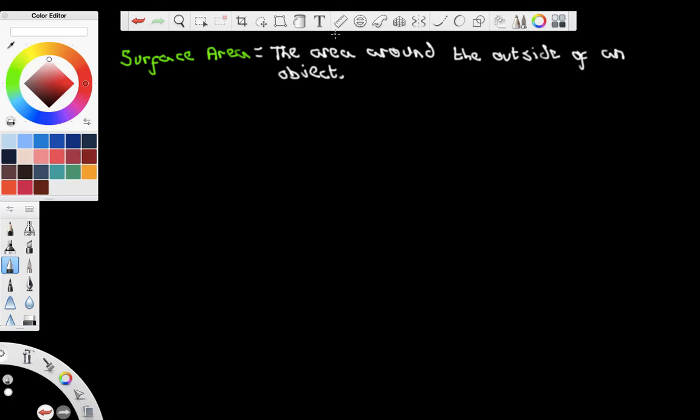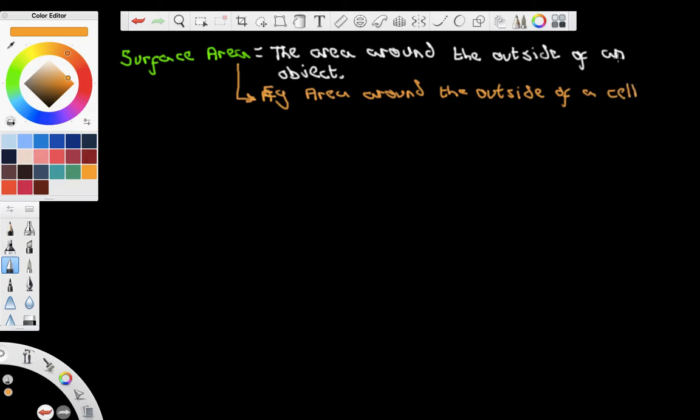Okay. Now an example of this would be an area around the outside of a cell. So we can just put underneath here, e.g. area around the outside of a cell. So if you think of the cell membrane or the cell wall, this would be the surface area of the cell. When you're looking at it, the entire outside of the cell.